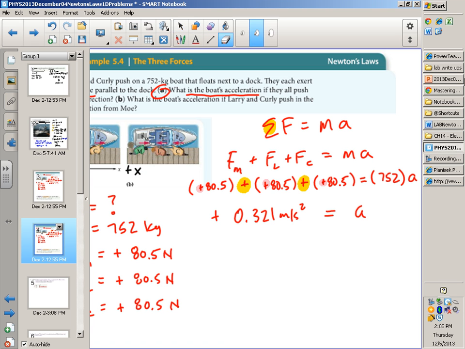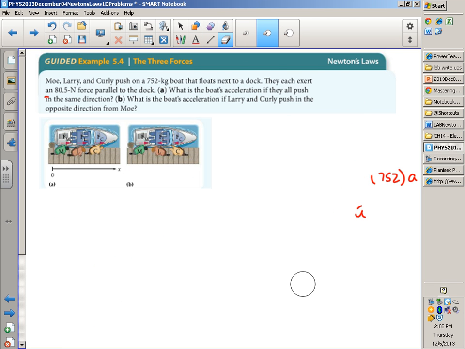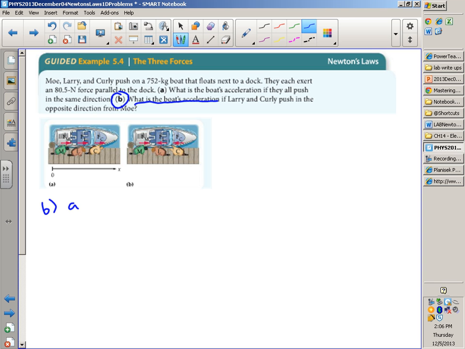All right. For part B, first off, I'm going to get rid of all this writing. Okay. Now, for part B. Again, part B wants to know what is the boat's acceleration. So, a is still our unknown. But now it's saying that Larry and Curly are going to push in the opposite direction from Mo. The mass of the boat still remains 752. That doesn't change.